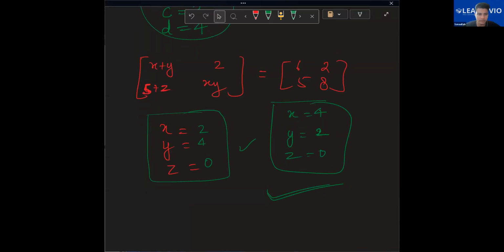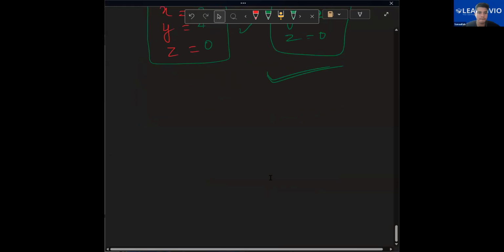So I think you know the equality of matrix. Now let's move to the operations on matrix. So you know addition of matrix, subtraction, multiplication by a scalar quantity, right? Let's see the addition concept. A plus B matrix.